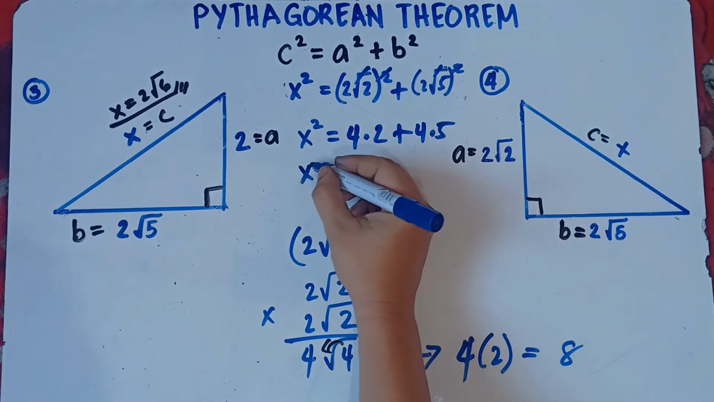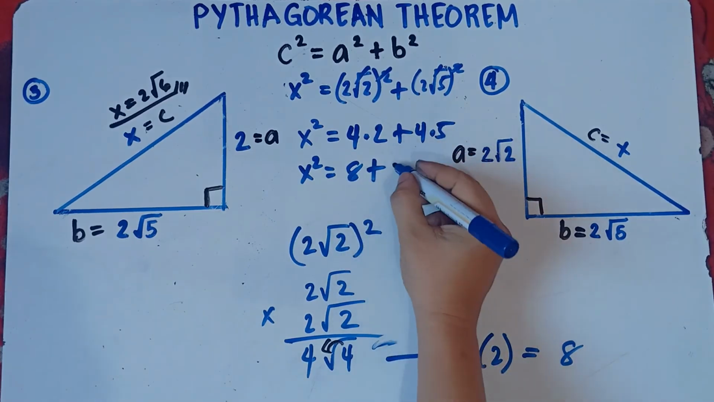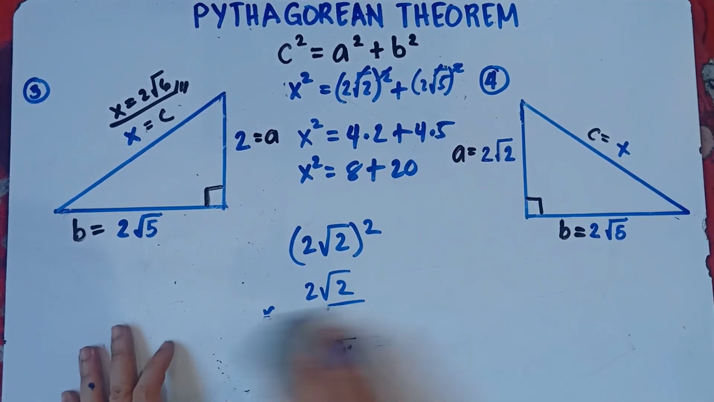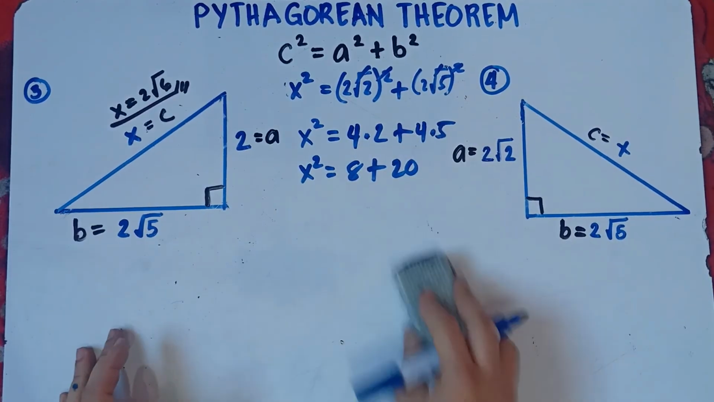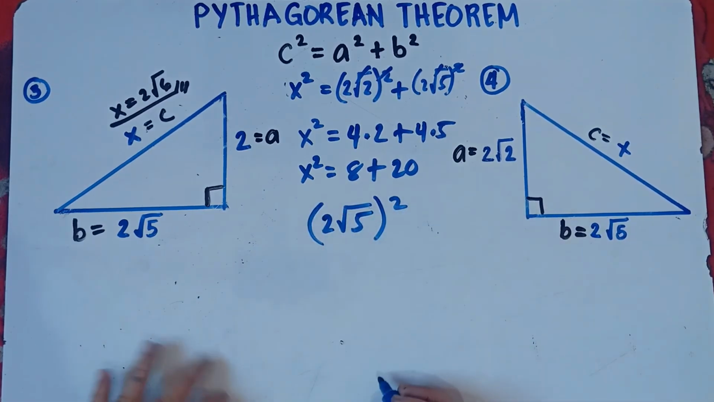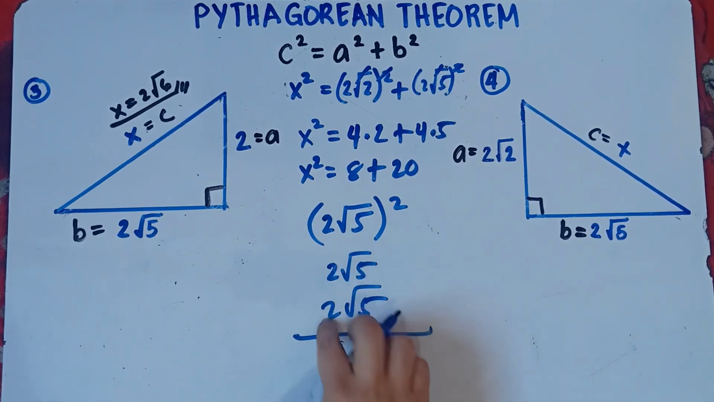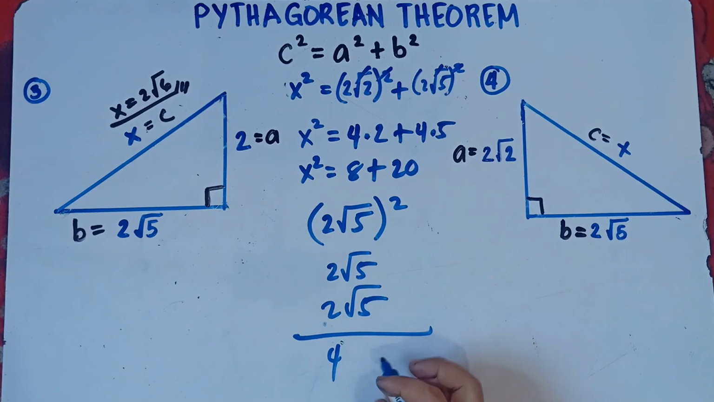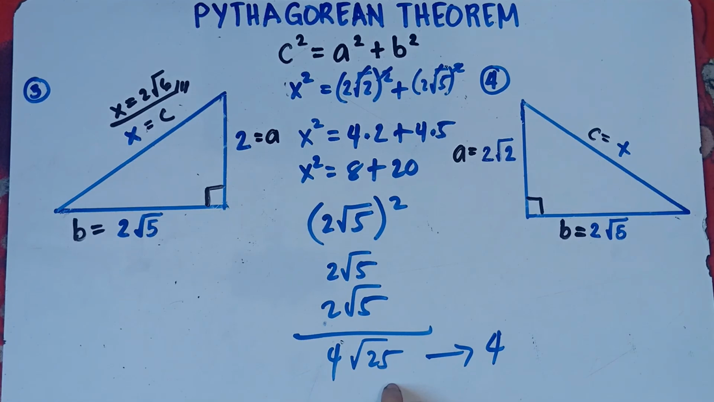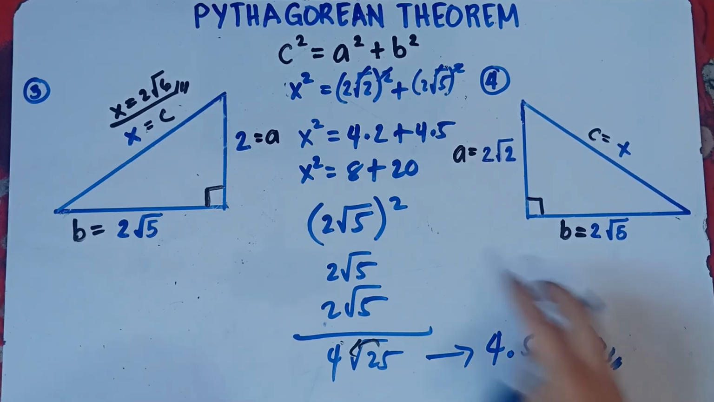Alright, so therefore, x squared is equals to 4 times 2, that is 8, plus, this will be 20, right? 4 times 5, that is 20. Let's do the long method, class, for this one. I think we answered it a while ago with number 3, but let's have the solution again, class. 2 square root of 5 squared, it means you multiply this one by itself twice. So this will be 2 times 2, that is 4, is square root of 5 times square root of 5, that is square root of 25. So this will be 4, then the square root of 25, that is 5, you put it outside, and you multiply it by 4. So this will be 4 times 5, and you will get the same answer, class, 20.